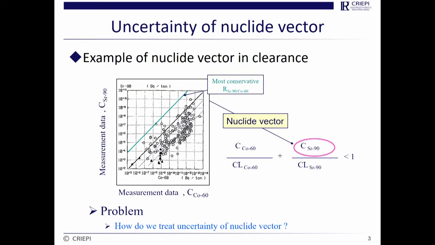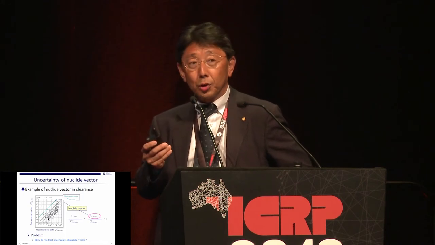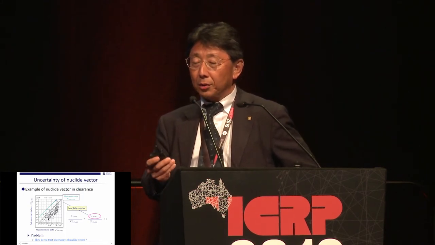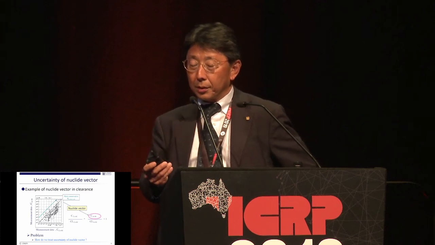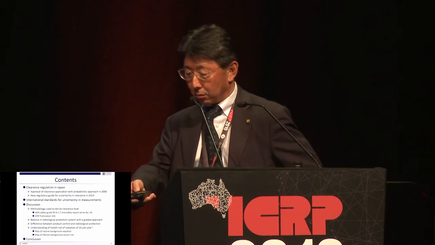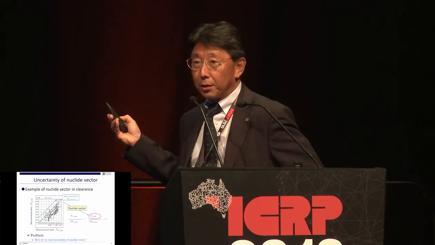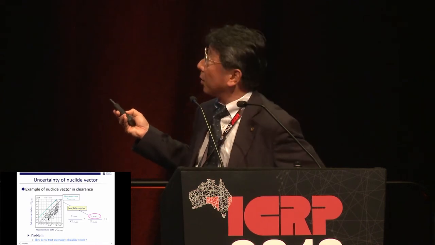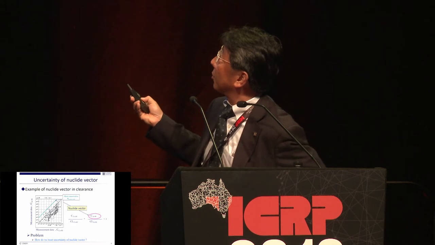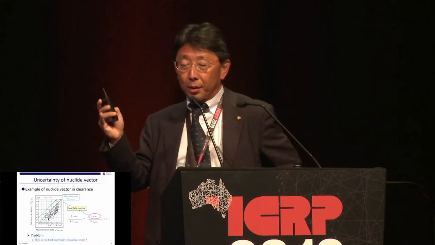This is one real example of the nuclide vector in clearance in a nuclear power plant in Japan. The X-axis shows the cobalt-60 concentration, and the Y-axis shows the strontium-90. In the case of compliance for the clearance, we have to prove the summation rule, like this equation: the concentration of cobalt-60 divided by its clearance level, plus the strontium-90 concentration divided by the strontium-90 clearance level, and the summation of these values has to be lower than one.